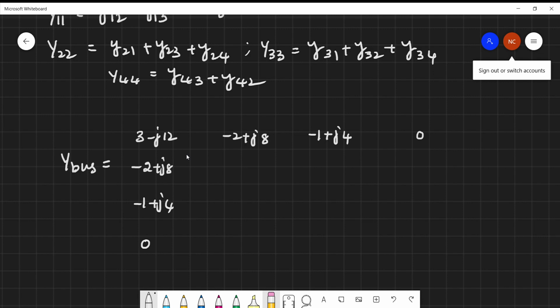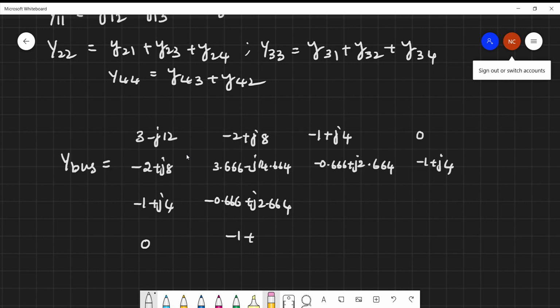So here it will be 3.666. It's not plus, it is minus j 14.664. Here is minus 0.666 plus j 2.664 and then minus 1 plus j4. Okay, we can complete like this: minus 0.666 plus j 2.664, minus 1 plus j4.